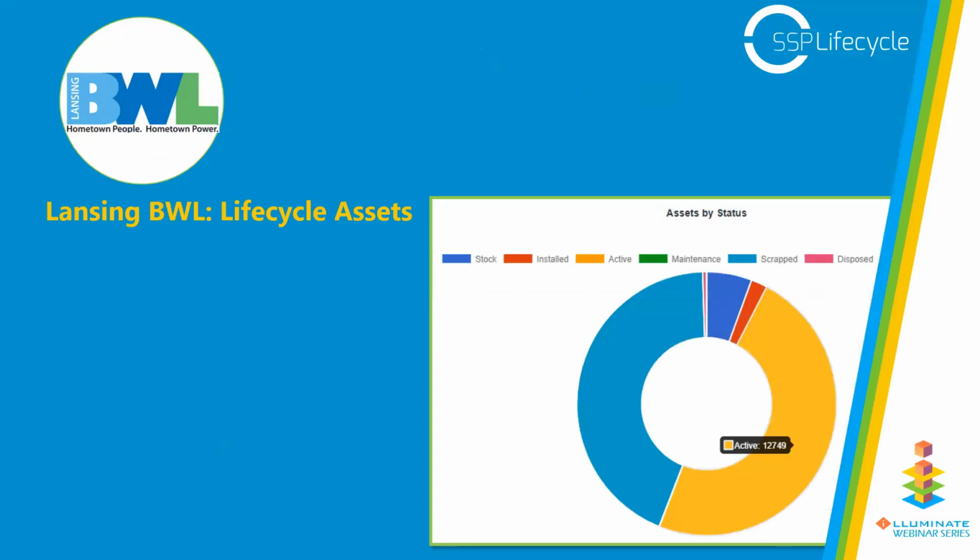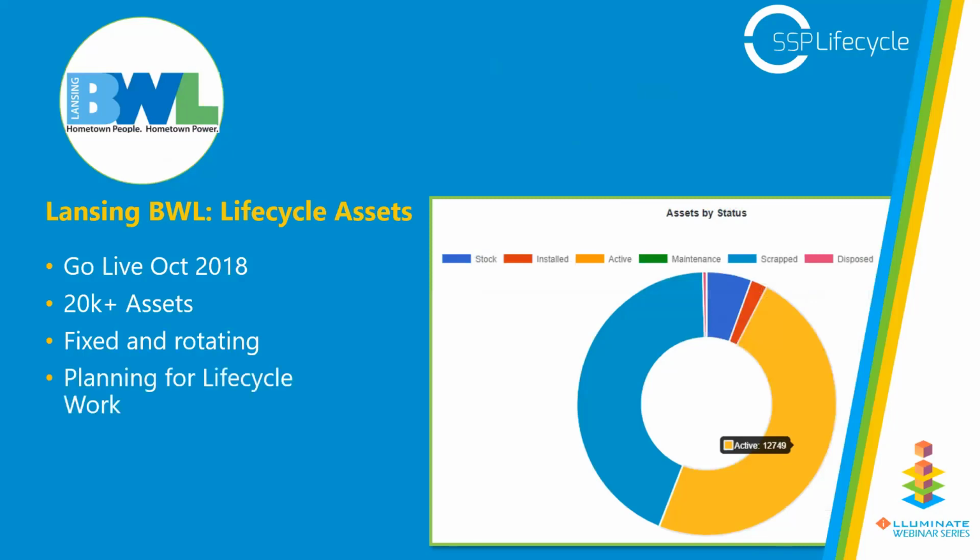And then finally, we've got an update on Lansing Board of Water and Light, where we're doing an assets implementation for them. And this has a planned go-live of October 2018. They've got about 20,000 electric plant assets that they've got under maintenance. This is supporting fixed and rotating assets inside of their system. And they've got a plan to do a Lifecycle Work implementation coming up as soon as FY 2019.